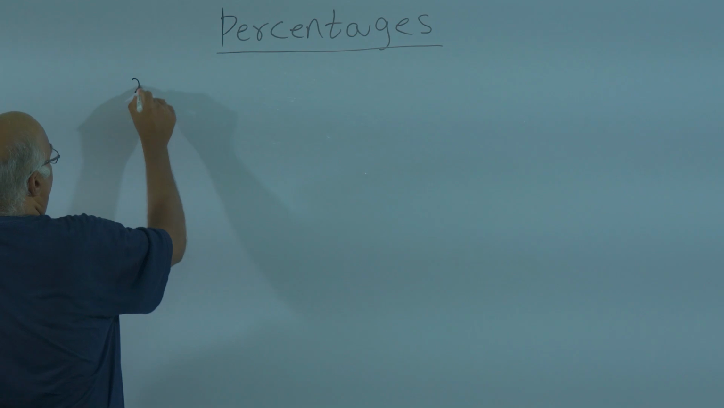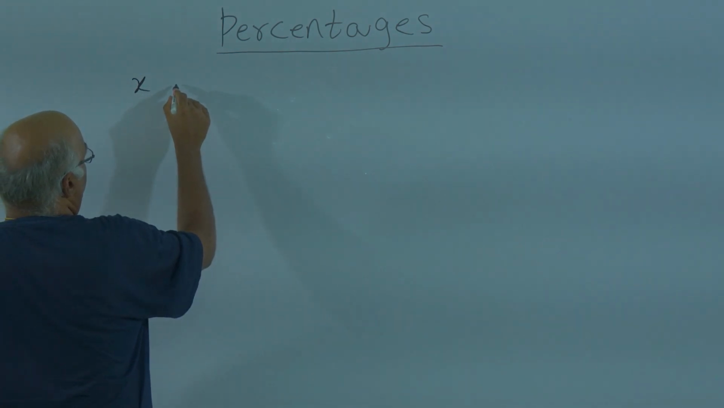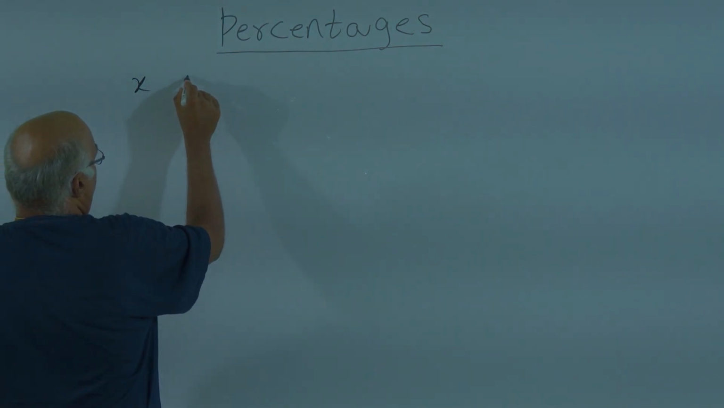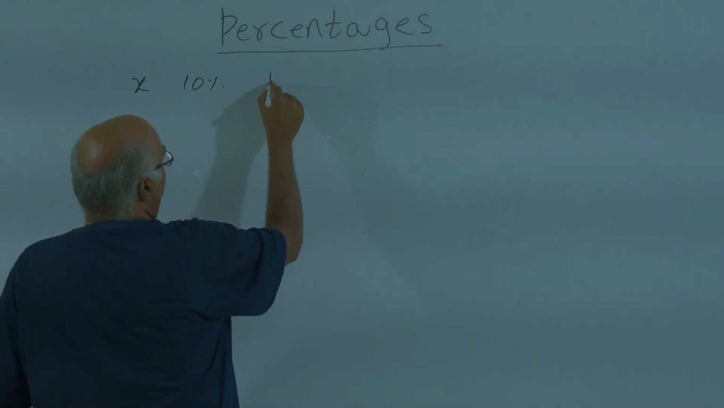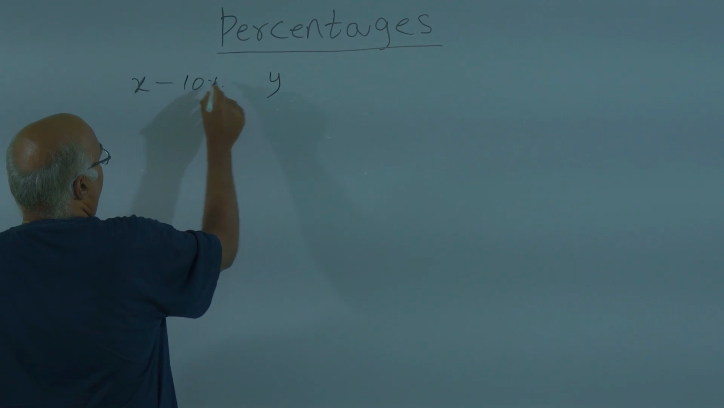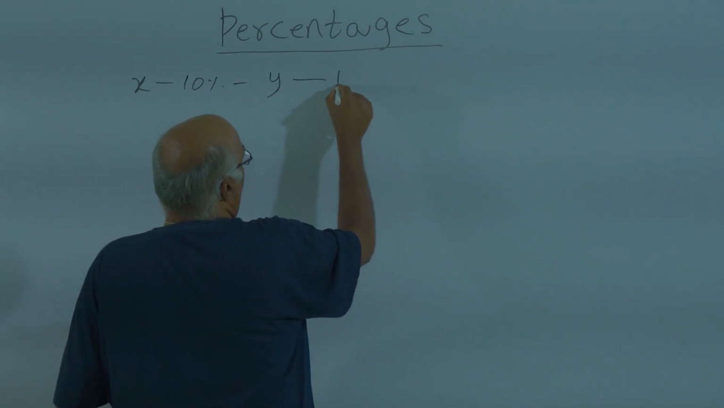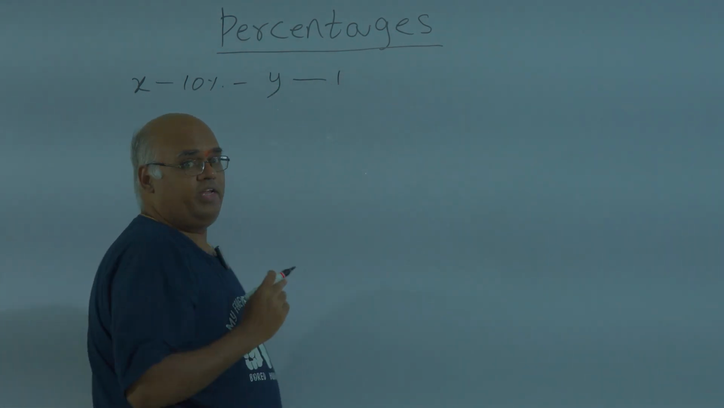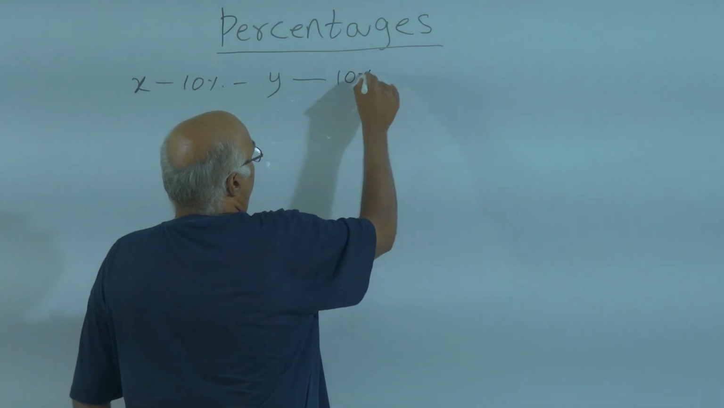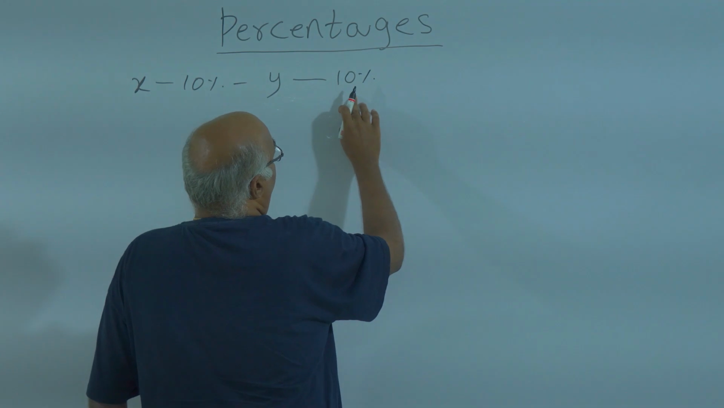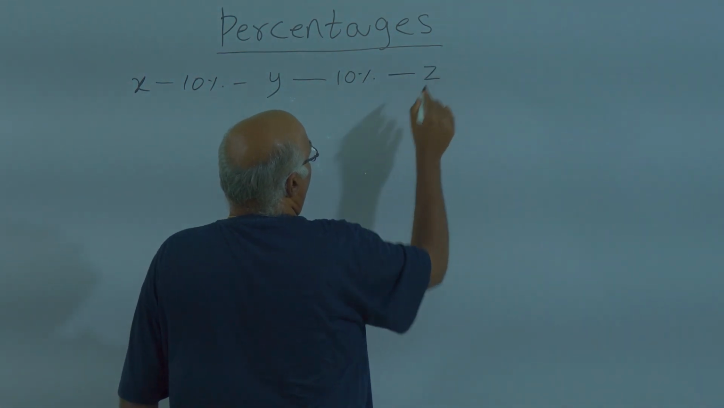There is a number, say x. This x has been increased by 10%. On increasing the number x by 10%, you will get the number y. Now this y is further decreased. Instead of increasing, it is now reduced by 10%. Then after reducing y by 10%, we get the number z.